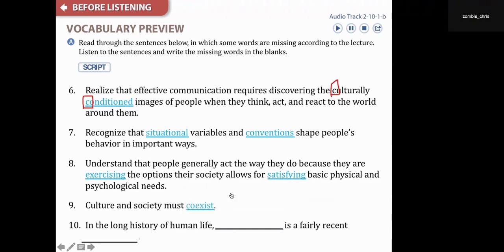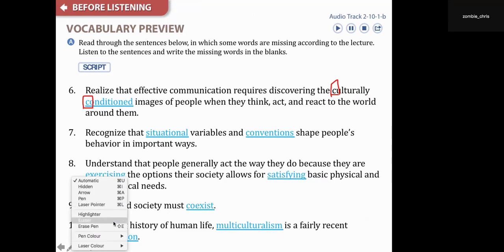Culture and society must coexist. Here the word root is exist, and the prefix is co, which means together. So we have operate, and we can have cooperate, to work together. Again, we have lots of prefixes and suffixes slammed together in one word. Multiculturalism: I've got that ism, meaning the idea of. And then phenomenon. I just have to say this again, that phenomenon in everyday English has the idea of something extraordinary that doesn't seem to have an obvious explanation. So just be careful about how you're using phenomenon in your everyday and written language.